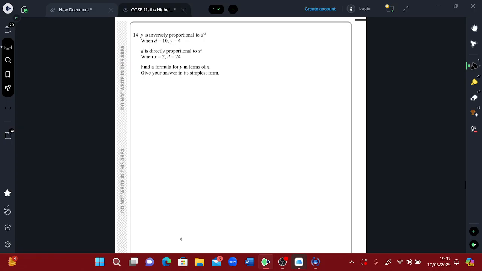So then it says y is inversely proportional to d squared. When d is 10, y is 4, and so on. So it's a proportion question, and there are two types you need to know. Direct proportion.